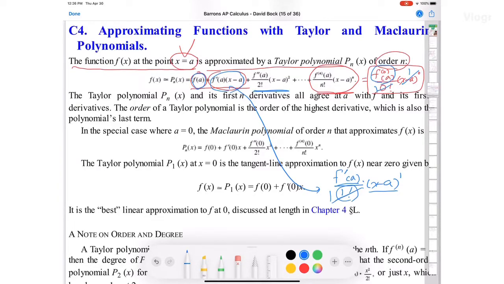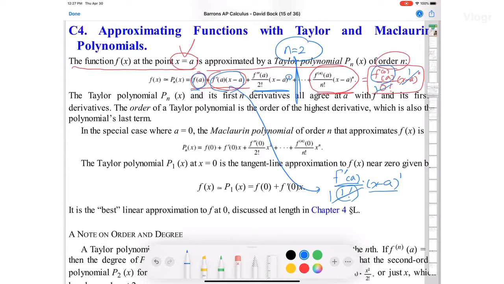The third term is degree 2, second power. So the second derivative of f at a over, by this formula, n is 2, so 2 factorial times (x minus a) to the second power. Keep going like that, okay? If you find the first three terms, 1, 2, 3 terms up to here, that means the degree is 2, n is 2. That means order 2. That makes sense, right? If order 3, you have to find the first 4 terms.